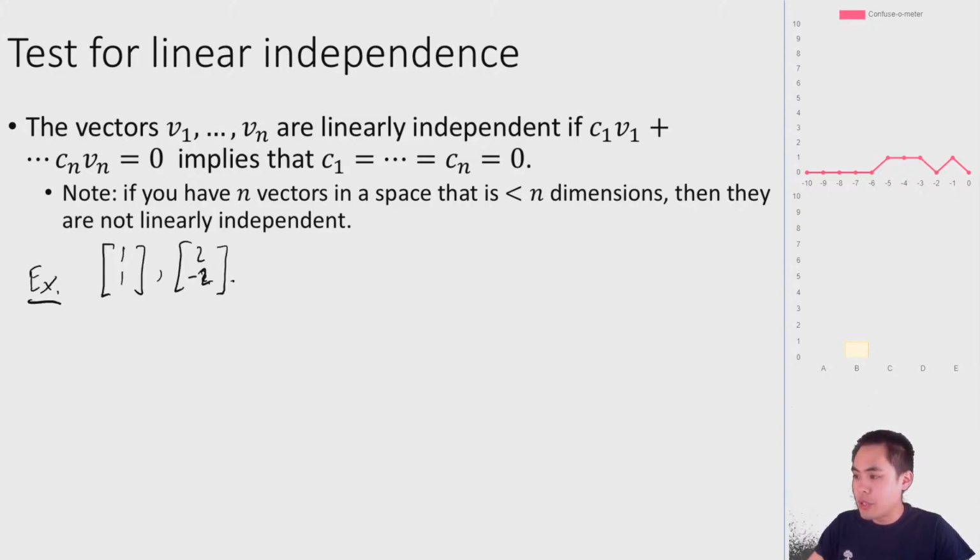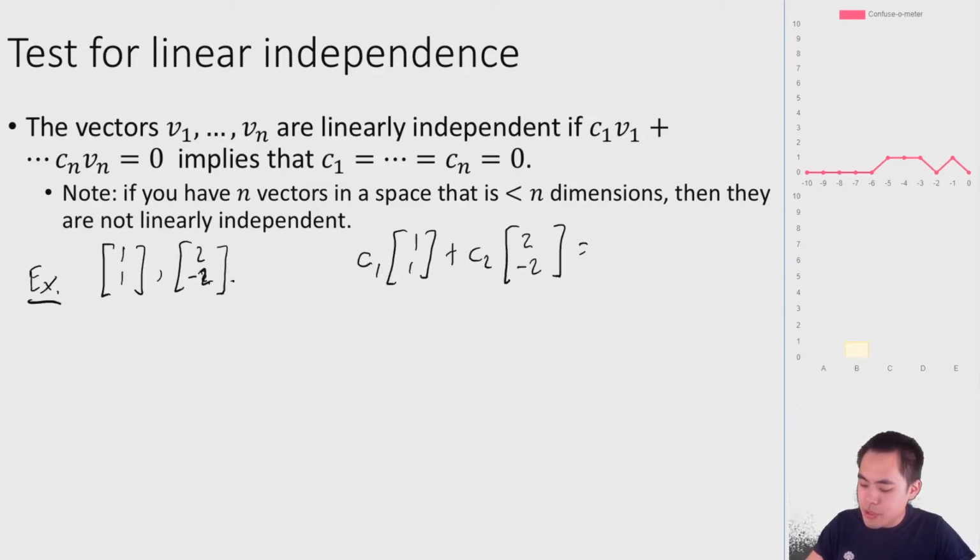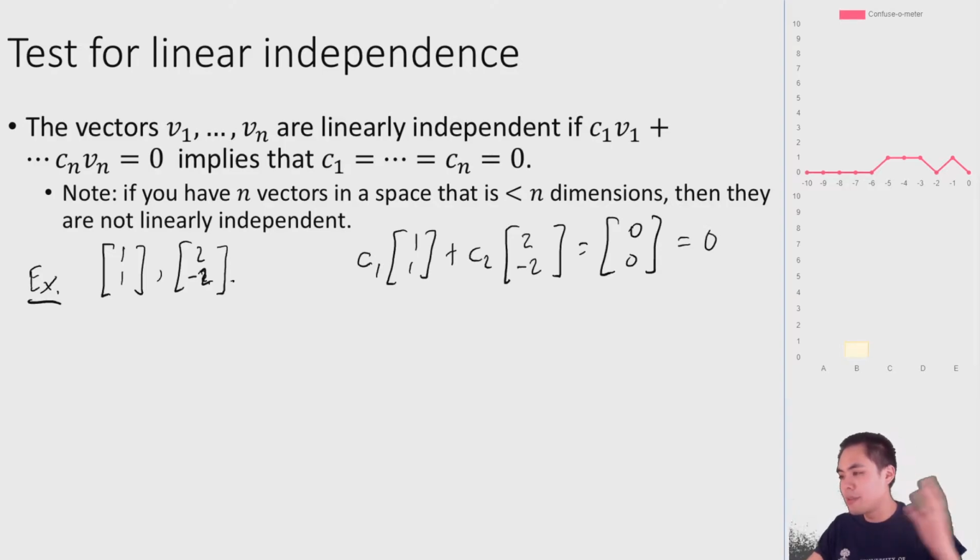So what do we need to know? We need to ask, if we have c1 times (1, 1) plus c2 times (2, -2), is that equal to the 0 vector, (0, 0)? We're just going to write this as equal to 0. Sometimes you might see a little arrow above the 0 to tell you it's a vector, but other times they just say 0 and have you assume it is a vector of the right size. That's what we're trying to solve for, and we want c1 and c2 to both be equal to 0. If they both have to be equal to 0, then these two vectors are independent. If they don't have to be equal to 0, then they aren't independent.